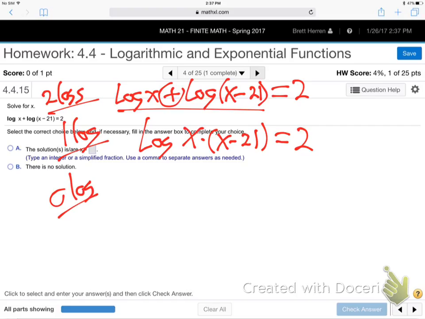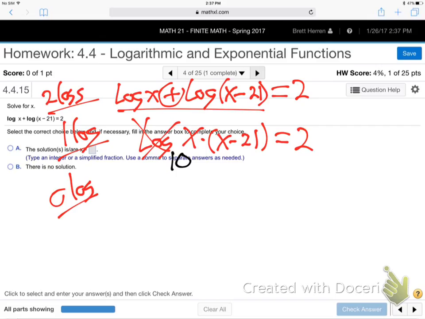So how do I go to no log now? Well, I lose the log. And what happens when I lose the log? The base stays the base. The other two switch. What's the base? 10. Good. The base is 10, isn't it? This is a regular log, so his base is 10.